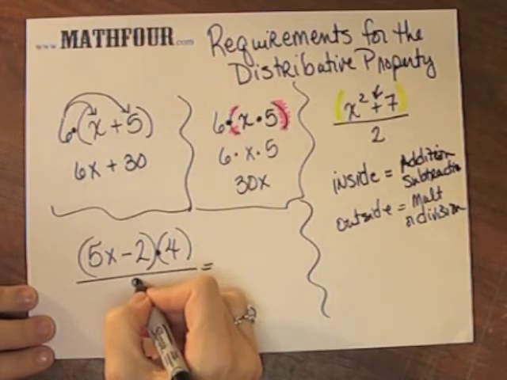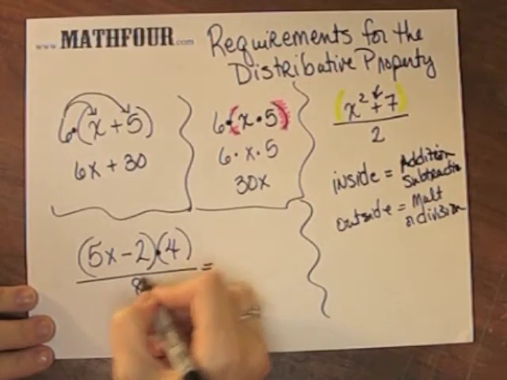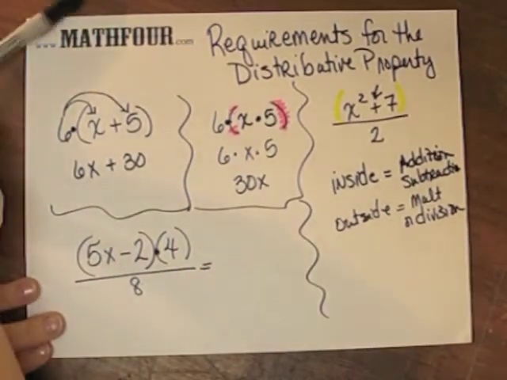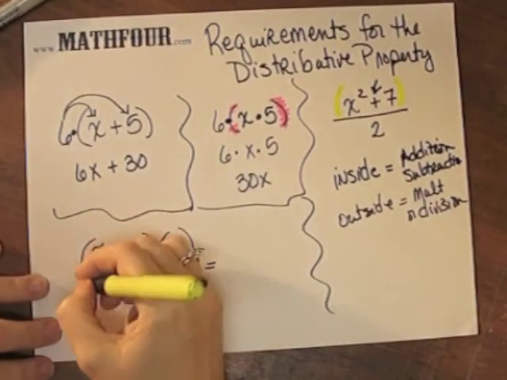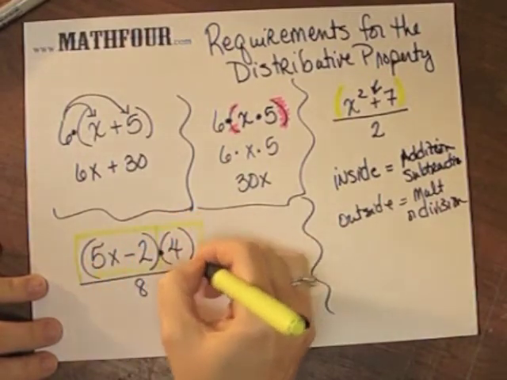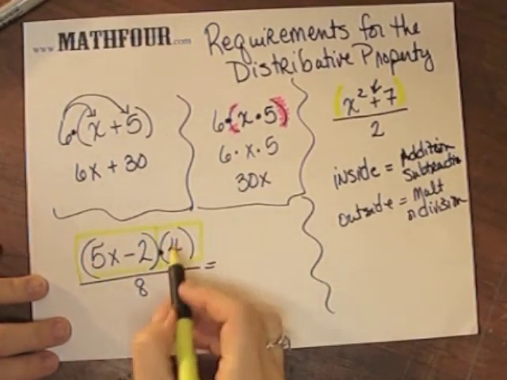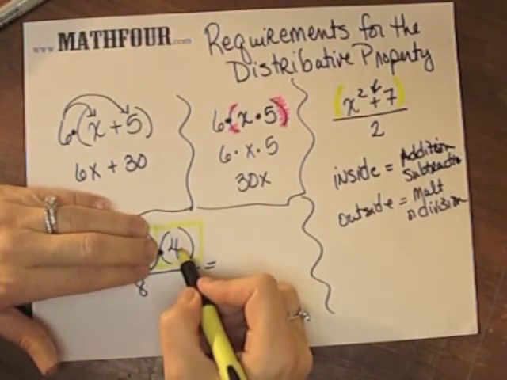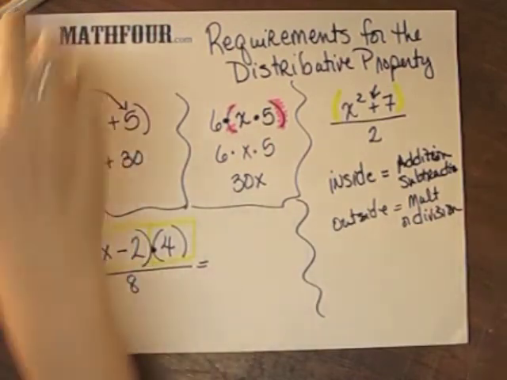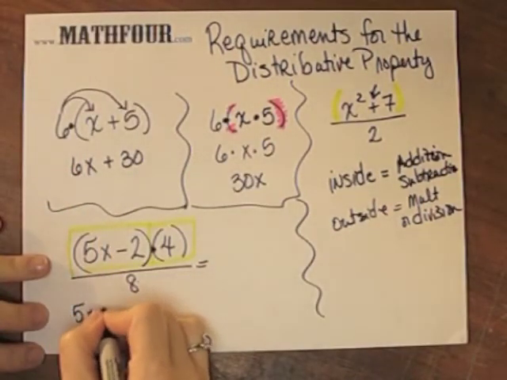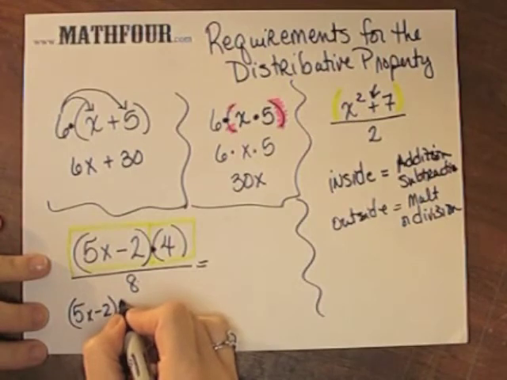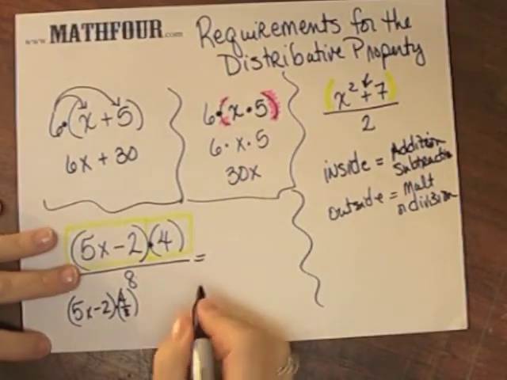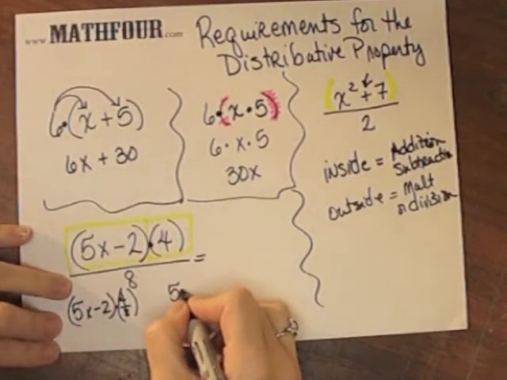Here's the thing. You can't take the 8 and give it to all 3 pieces. The 8 either goes to this guy or this guy. The 8 being division goes to one of the pieces of the multiplication. So if it went to the 4, this would be (5x minus 2) times 4 over 8. Or it could go to the 5x minus 2.